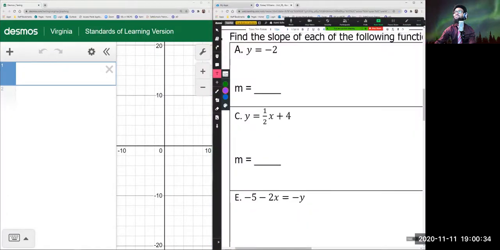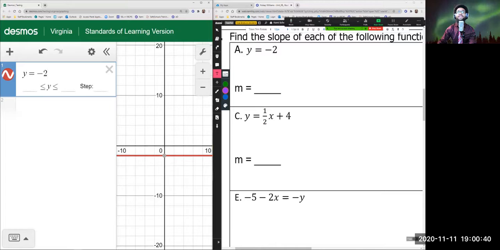So I find the slope of each of the following functions. Y equals -2. We can type this in. We see that slope is a straight line side to side. It's horizontal. So the slope of this is going to be 0. And I'm just going to skip down to C instead of going to B first. You all can do the ones on the other side.